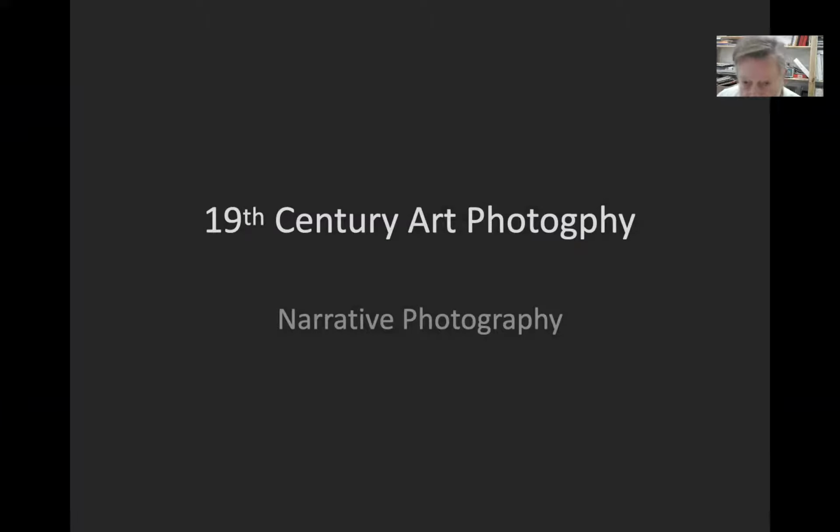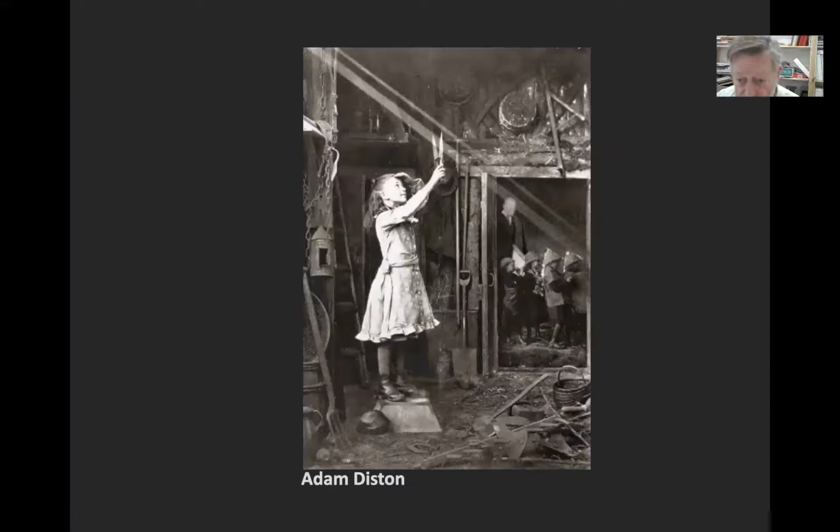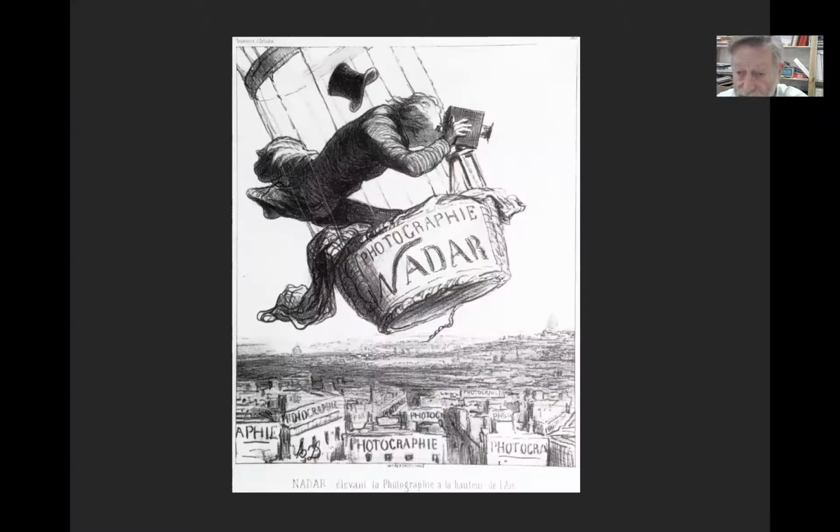Perfect. 19th century art photography. This is a photograph. You don't have to know this name, but this is one of my absolute favorite photographs. Girl cutting a beam of light. So she's got a pair of scissors, and this now was done in 1886. If you look in the background, there's children with little paper hats playing, and a rather ghost-like figure of a man standing there. But this is a girl cutting a beam of light. This is, I think, his most important photograph.